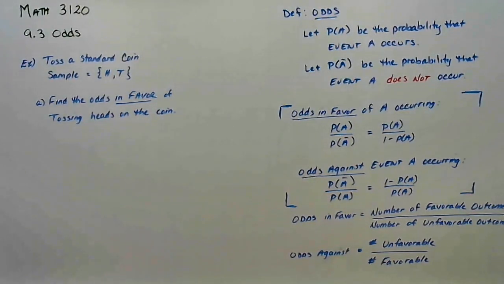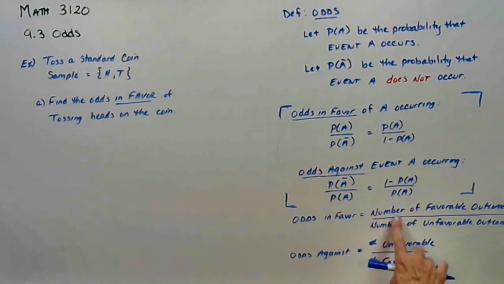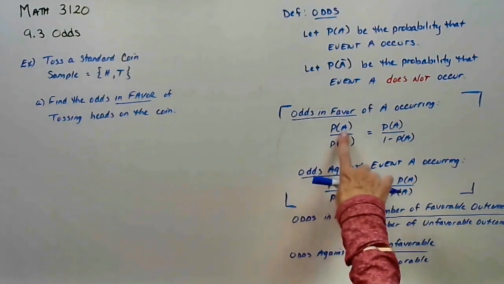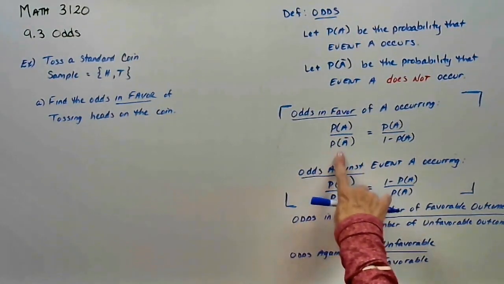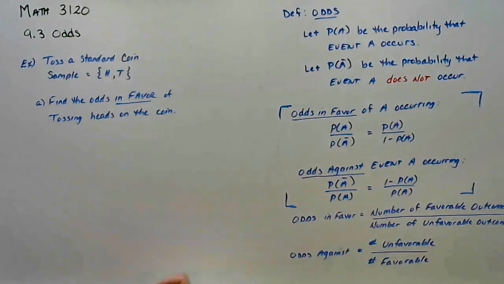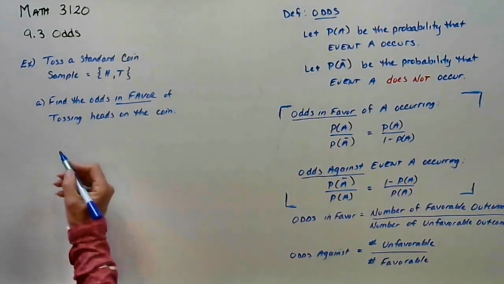Now, if it's in favor, we want that to occur. So we want the number of ways it will occur divided by the number of ways it will not occur. That's the same as saying the probability of the event divided by the probability of not the event. Okay, so I'm going to put it in words this time.